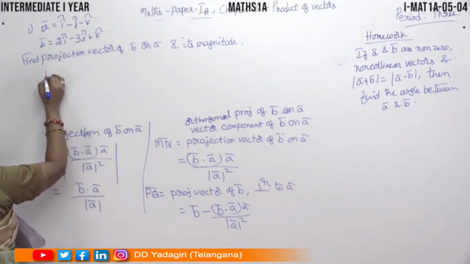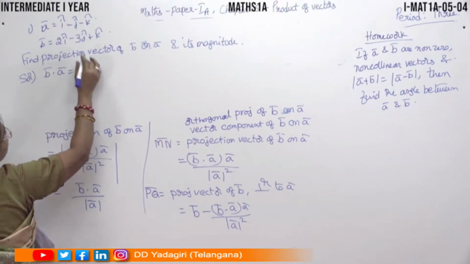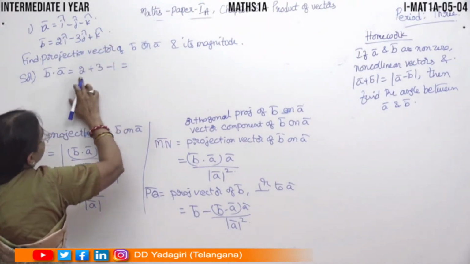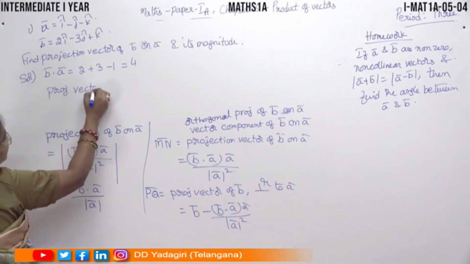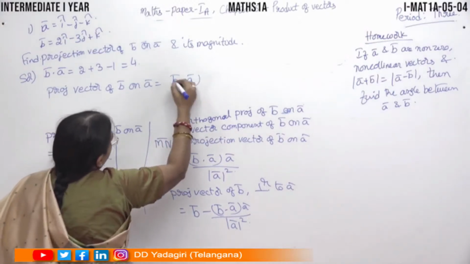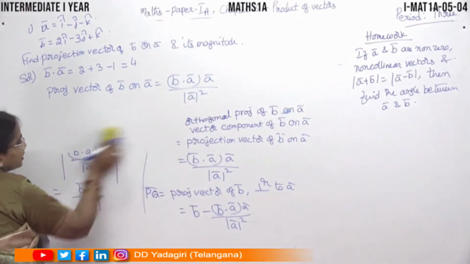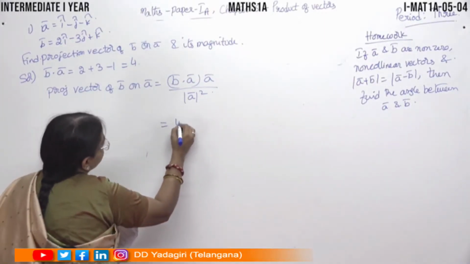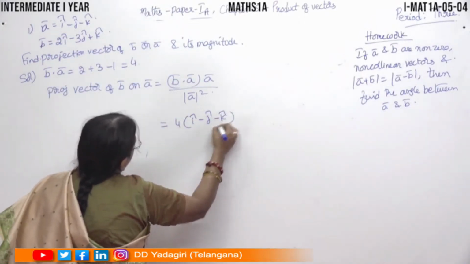So you will find B dot A. What is B dot A? B dot A is 2 into 1, 2, minus 3 into minus 1, 3, and then 1 into minus 1, minus 1. So 5 minus 1, that is 4. So the projection vector of B on A is equal to B dot A into A by mod A square. B dot A we got as 4 into A vector will write. So it is i minus j minus k by mod A square.